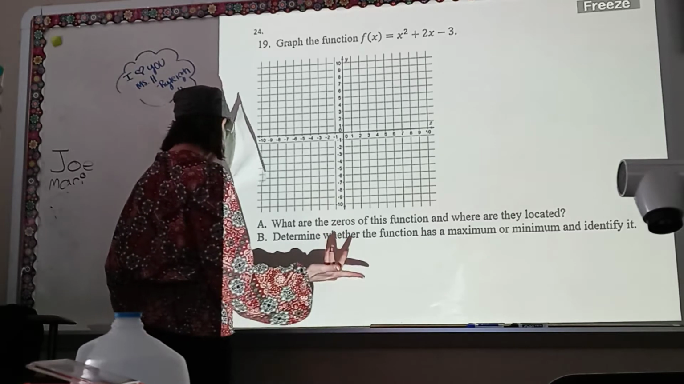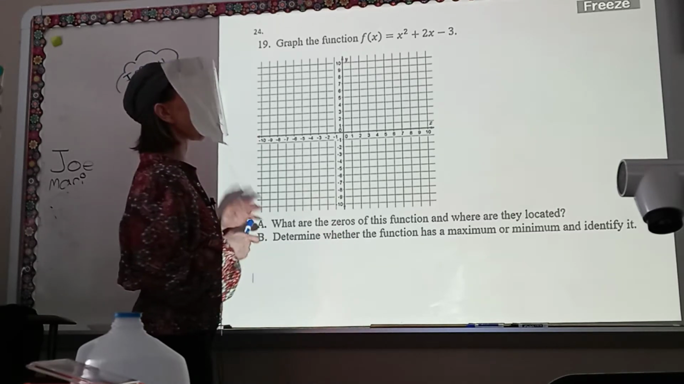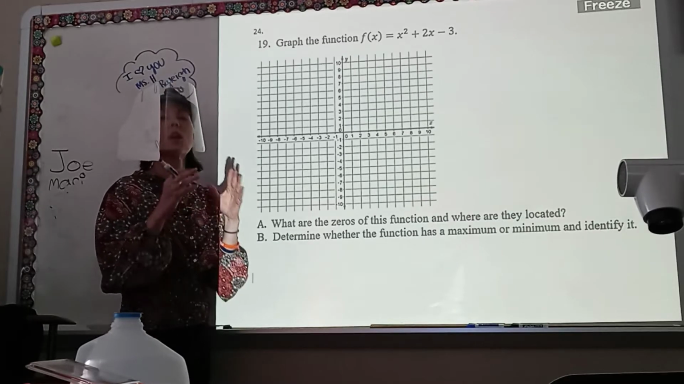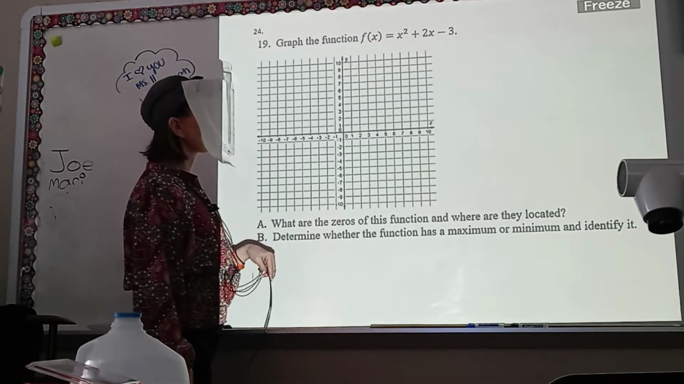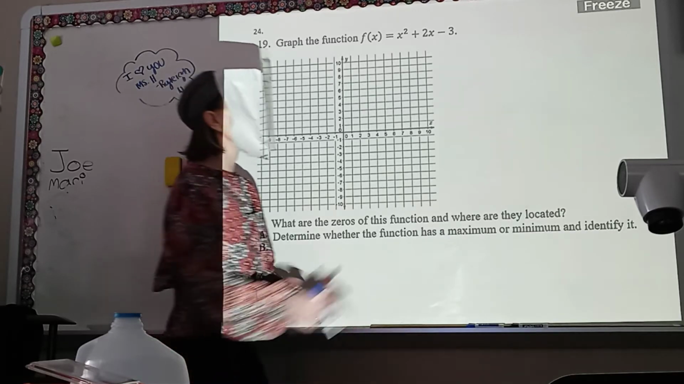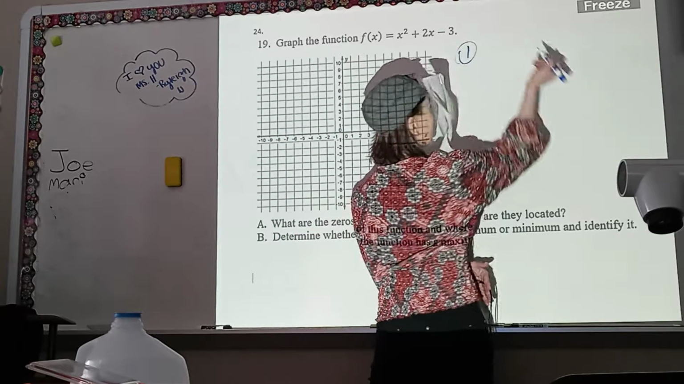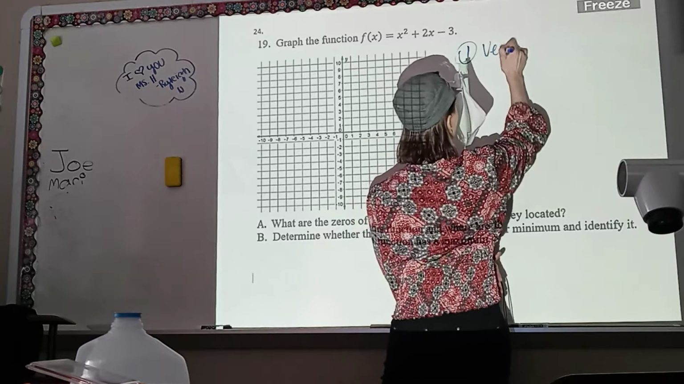We just learned this yesterday, how to graph a quadratic in our 3 easy steps, right? So I'm going to go over all 3 steps with you. Step 1 is to graph the vertex, right? So how do we do that?